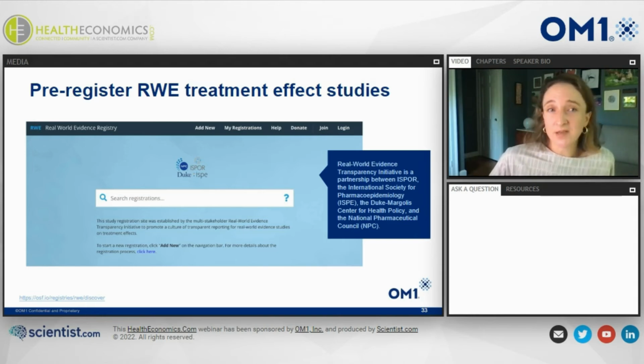As I mentioned, this is recently launched, so you won't see thousands of protocols here yet. But this is a great place to store your protocols, and in particular to tell the FDA that you have stored your protocols here in a public-facing place a priori, before the collection of data or before the conduct of analyses.